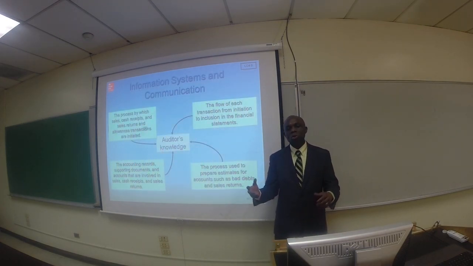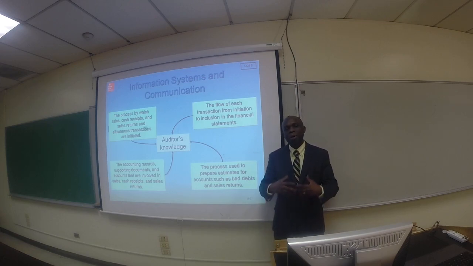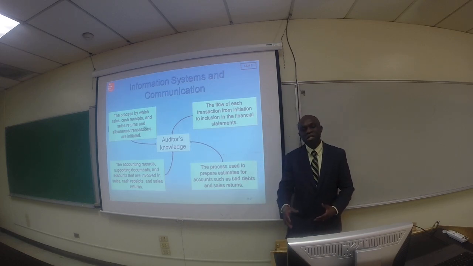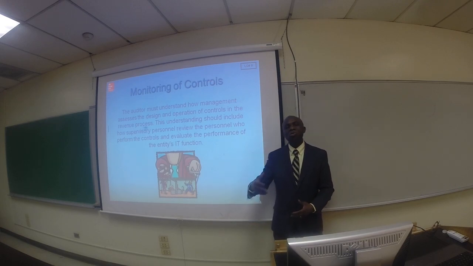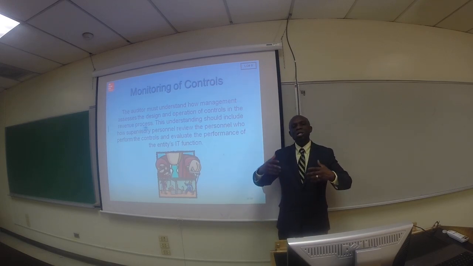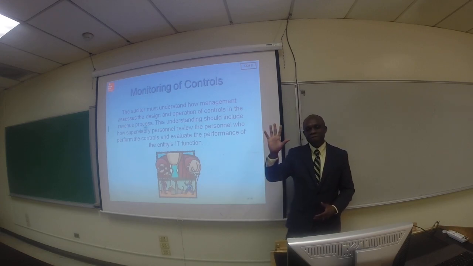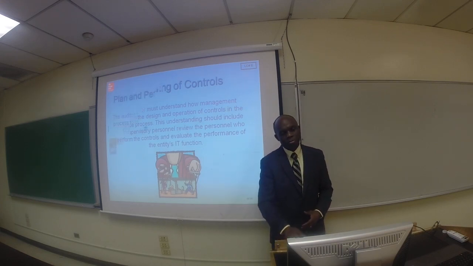information systems and communication. What kind of information systems does the management put in place to make sure that every transaction is properly captured and every transaction is properly recorded in accordance with that? As auditors, we need to have an understanding of the information systems and communications. Then lastly, we also need to know how the company is monitoring their controls. So that is the 5th component of internal control.